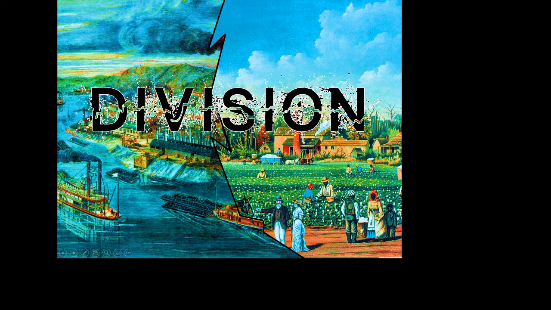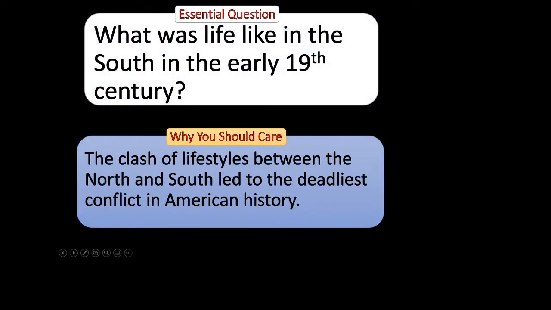So if you haven't already, go ahead and open up your Google Doc notes that I posted on Google Classroom. It should be titled Division the North, and copy down your essential question. The question that we're going to be looking at today is, what was life like in the South in the early 19th century?